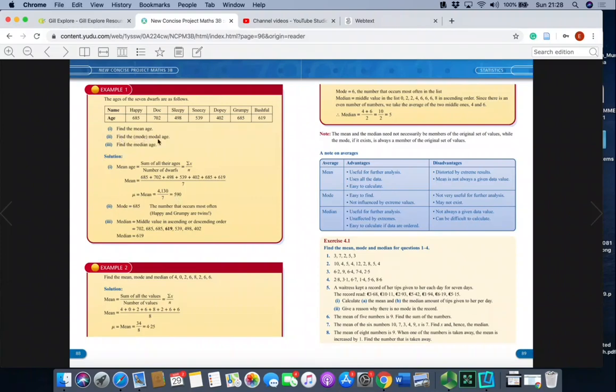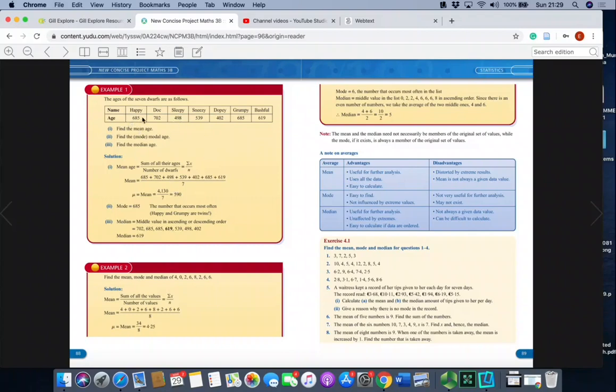Okay, find the modal age, or find the mode. Well, is there a value that occurs most often? Well, we look across and we see that both Happy and Grumpy is age 685, so the mode is simply 685.